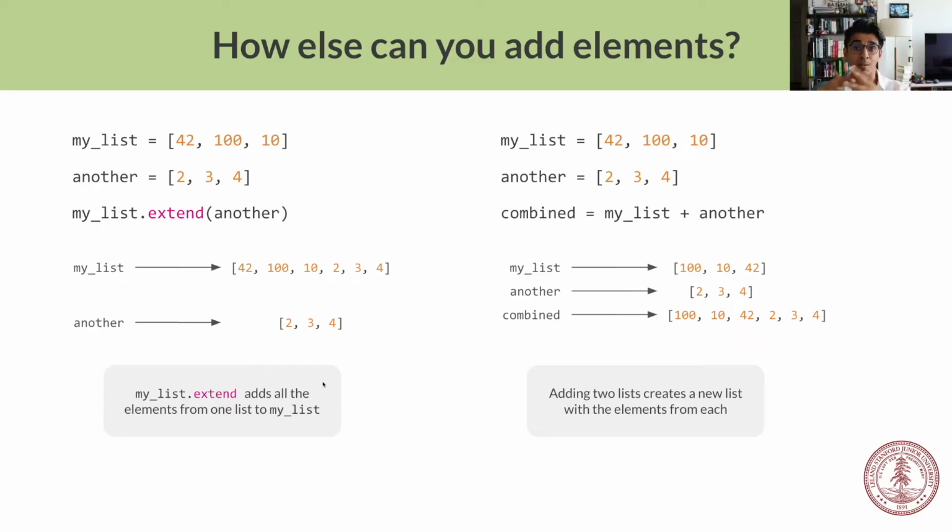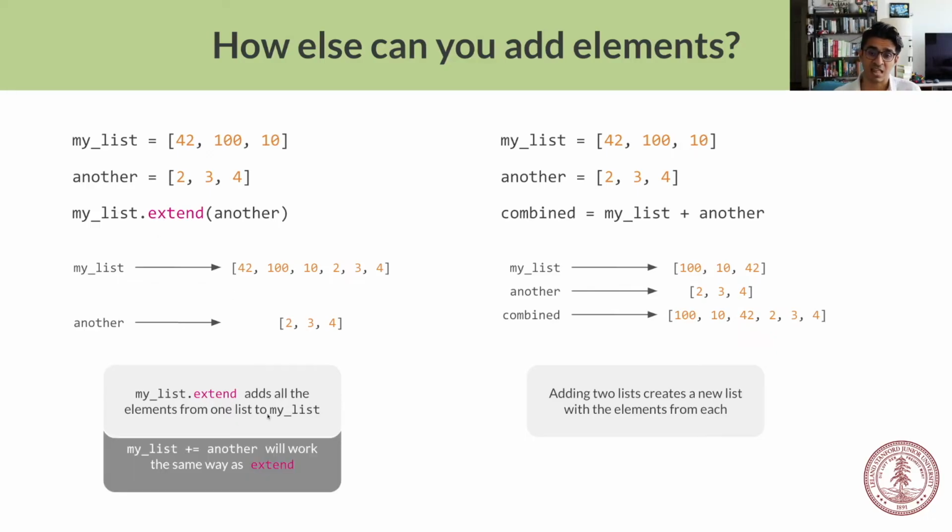You can kind of combine these pieces of syntax slightly and say instead that my list plus equals another. That's just short form for saying my list dot extend another. So you can replace this line of code with this one, which looks a little cleaner and perhaps more like what you're used to, and that'll work exactly the same way.